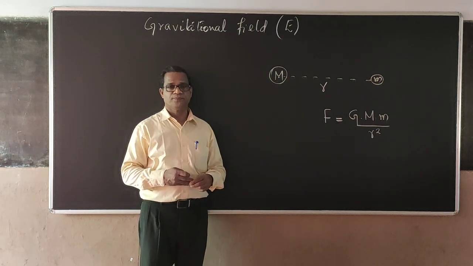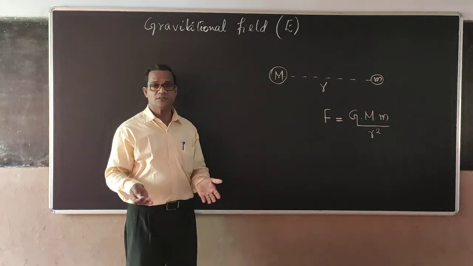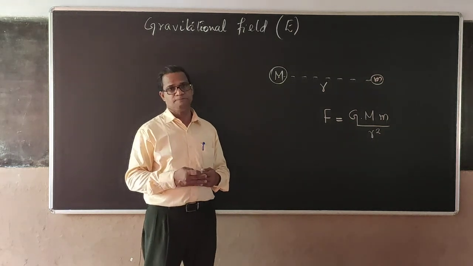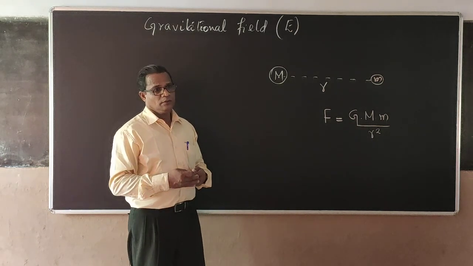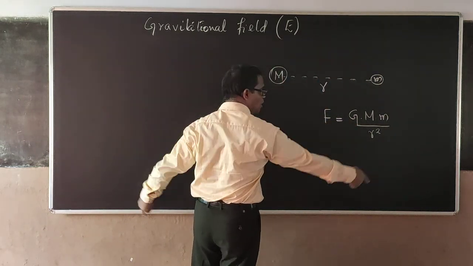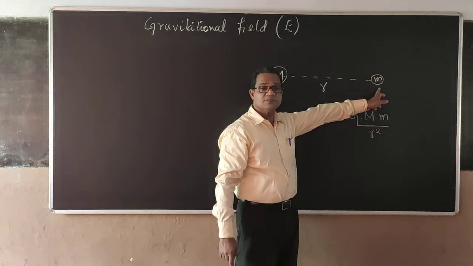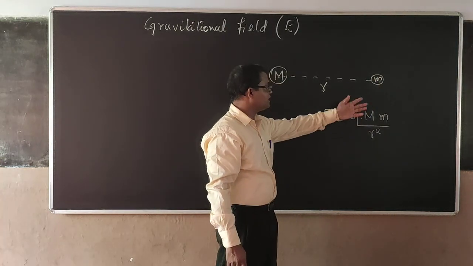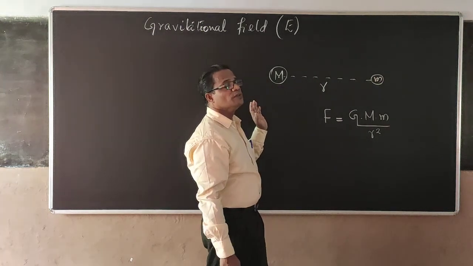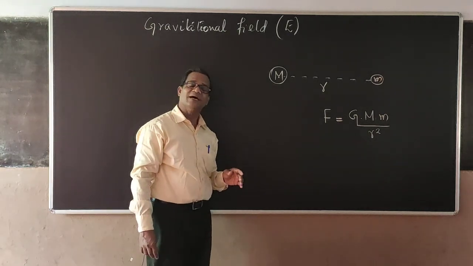around a mass. It is actually the region around a mass over which its influence can be felt. That means this capital M will have its own region around it. In that region, if this small m comes, then only there is a force of attraction between them. So, that influencing region is called the gravitational field of that mass.